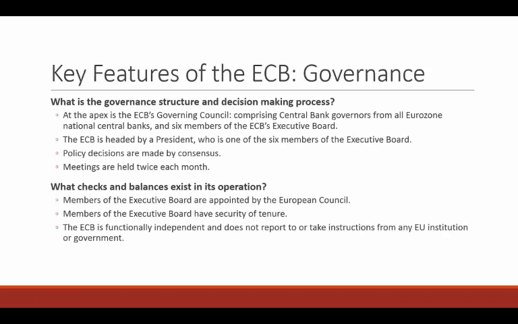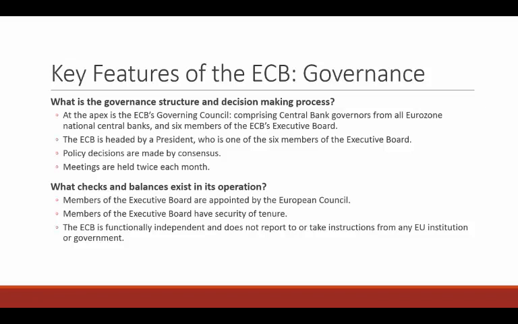In terms of the governance of the ECB, we will highlight two: the structure and decision-making process, and the checks and balances that exist in its operation. First, in looking at its structure and decision-making process, the ECB has at its apex the Governing Council, which is made up of all the central bank governors of each of the member nations of the Eurozone, and the 6 members of the Executive Board, one of whom is further appointed as the President of the ECB. Meetings are held twice a month, and policy decisions are made by consensus.